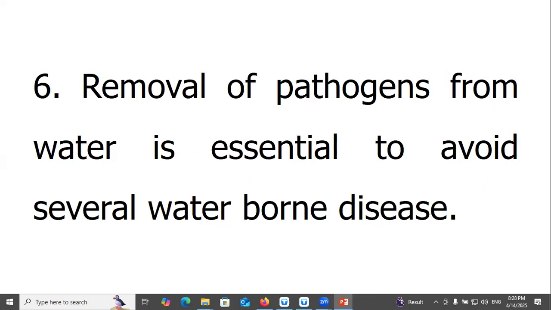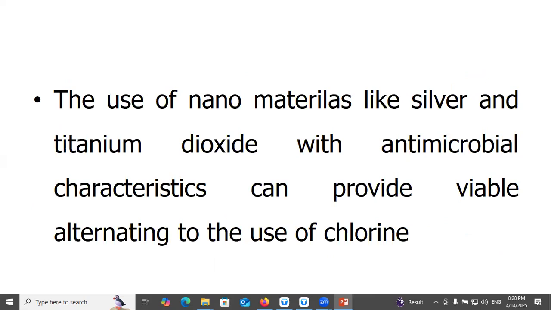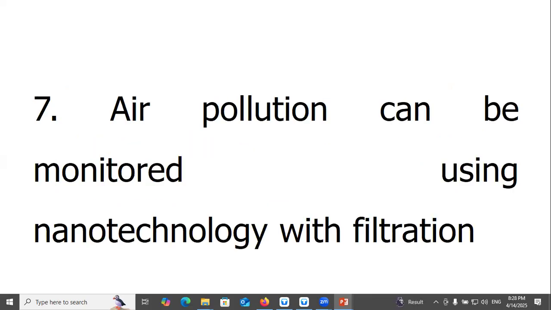Removal of pathogens from water is essential to avoid several waterborne diseases. The use of nanomaterials like silver and titanium dioxide with antimicrobial characteristics can provide a viable alternative to the use of chlorine. Air pollution can be monitored using nanotechnology with filtration.